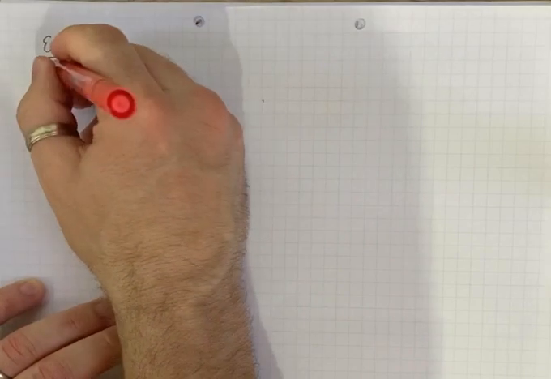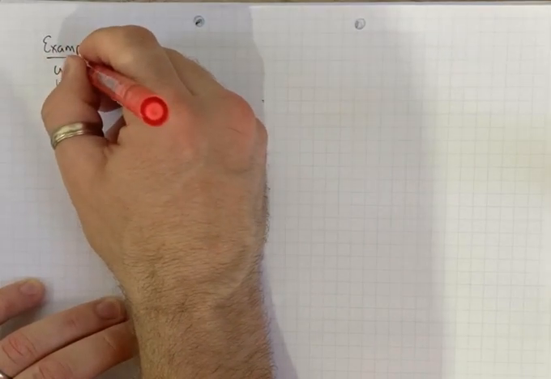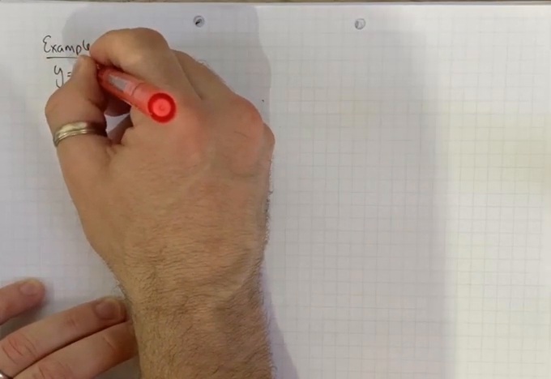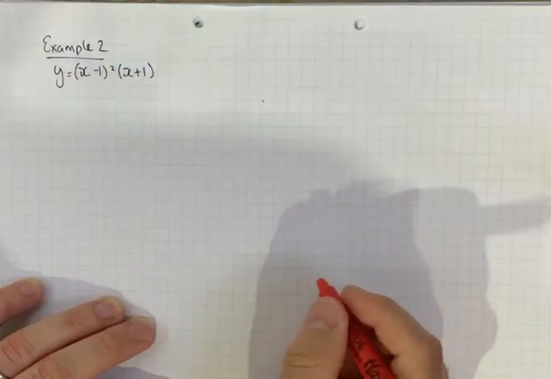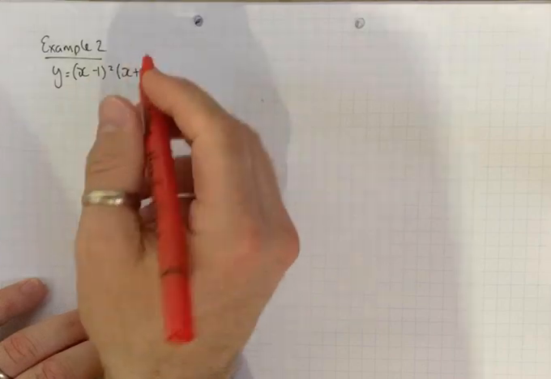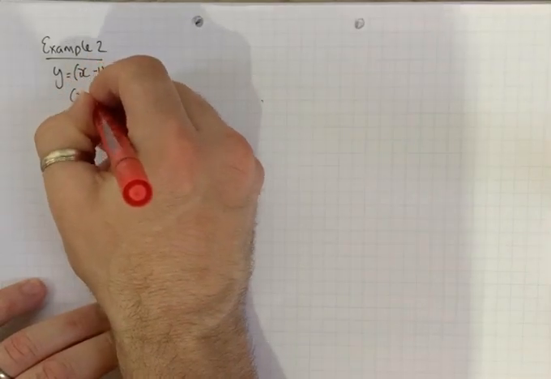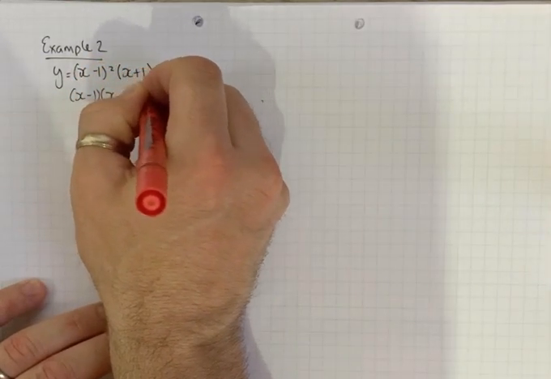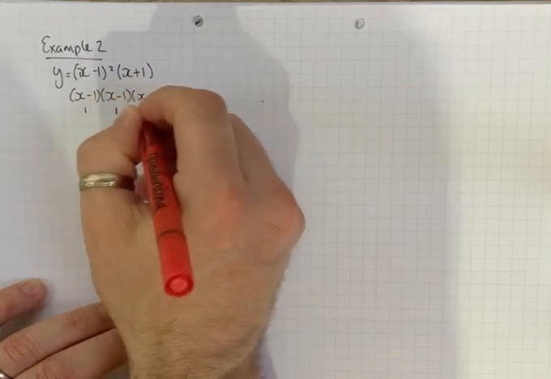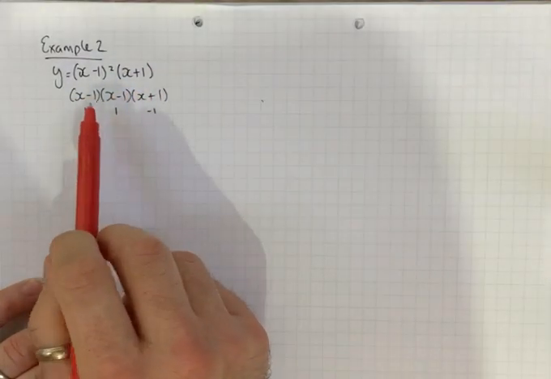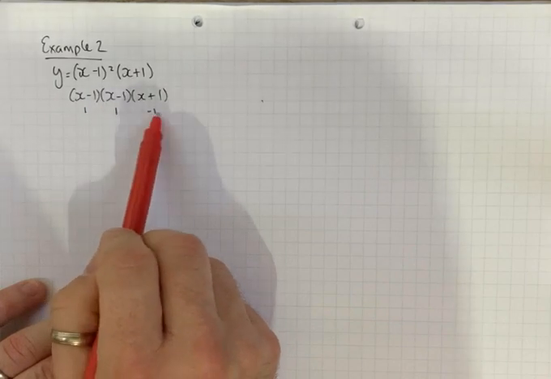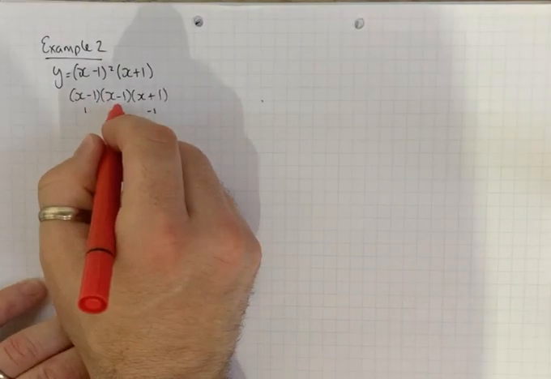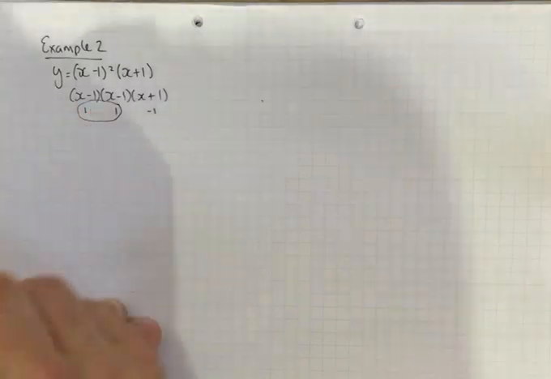So, going to sketch the graph of y equals (x take 1) squared (x plus 1). Well, if you wrote that in full, you wouldn't normally, but if we wrote it in full, so that's going to be 1, 1, minus 1. So it crosses the x-axis at 1 twice, and at -1. Well, the fact it crosses 1 twice means you've got a repeated root.